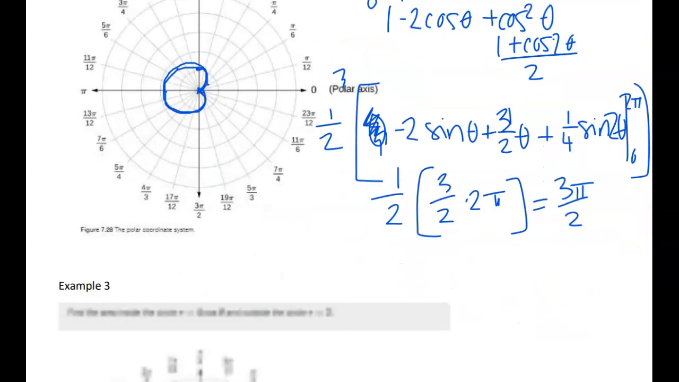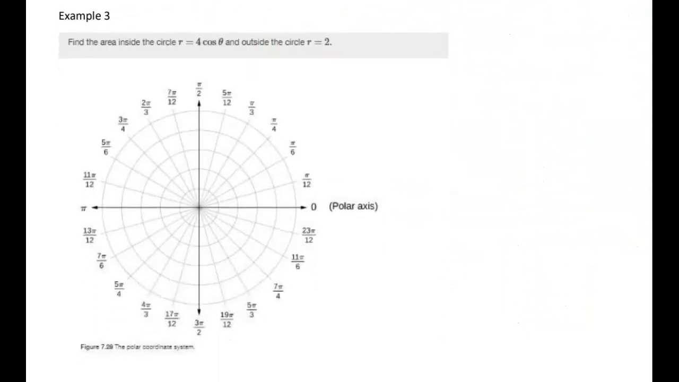All right, we have one more example here. I want to be inside r equals 4 cosine theta, but outside the circle r equals 2. Okay, let's just do a couple points on this 4 cosine theta. When theta is 0, r is 4.